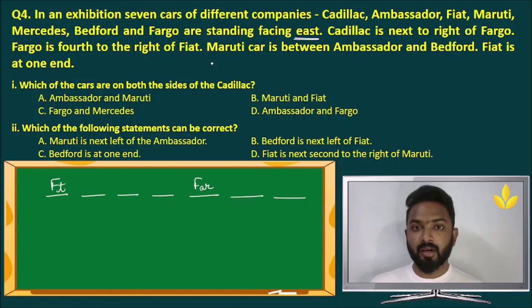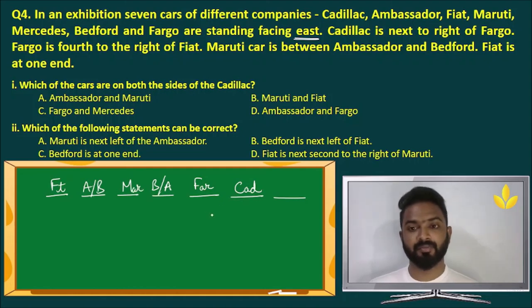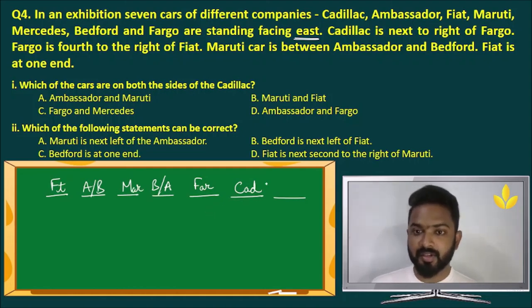Okay. Now what do we know about Fargo? Cadillac is next to right of Fargo. Fargo is here, so the Cadillac is here. Next right. And what have they told? Maruti car is between Ambassador and Bedford. That means obviously Maruti is here, Ambassador will be here, Bedford is here, or Ambassador is over here, Bedford is here. This is Maruti. And the only one car that is remaining is the Mercedes. This is what we have.